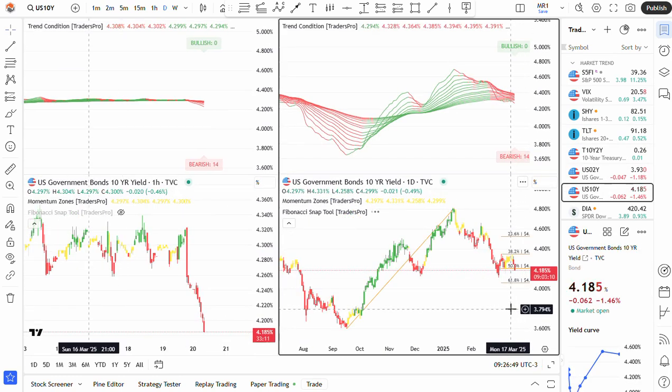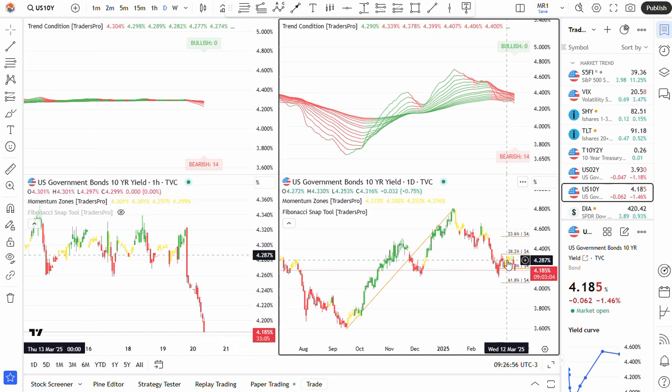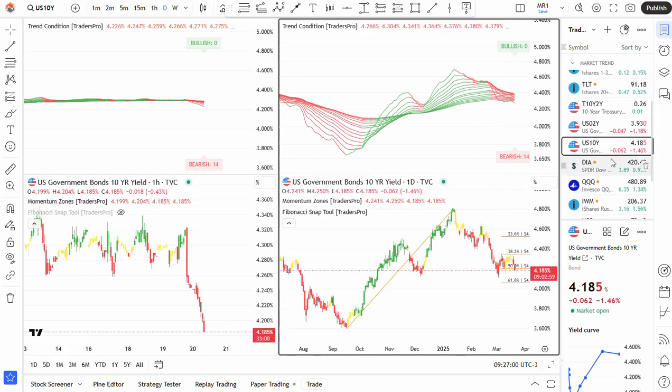So bonds are anticipating, the Fed mentioned that they may cut rates twice in 2025. So bonds are anticipating that, at least as of this morning. We'll see if that affects the equity markets today.